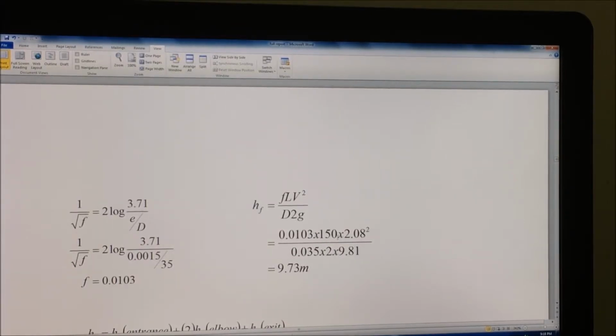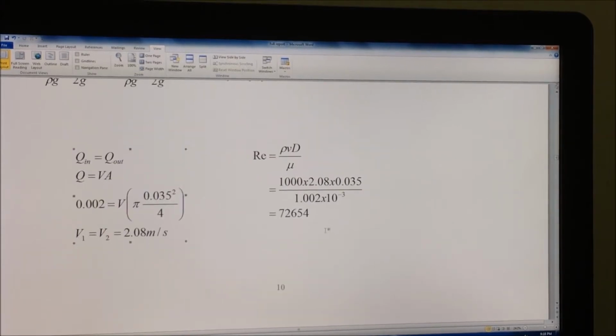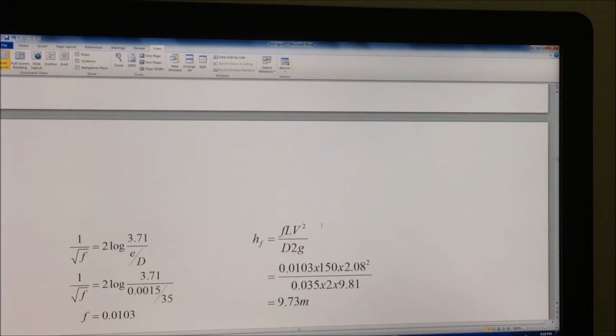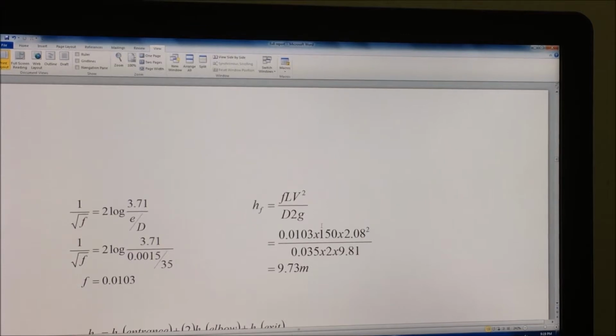After that, we are going to find the major loss of the pipe. We are going to use Darcy-Weisbach for this to find the major loss. First, we are going to find the type of flow of the pipe. So we are going to use Reynolds number, and we get the answer is 72,654. So we can get that this is turbulent flow in the pipe. After that, we are going to get the value of the friction factor F.